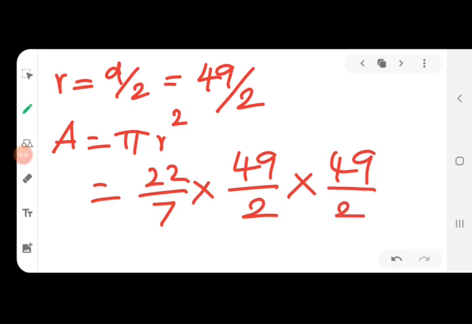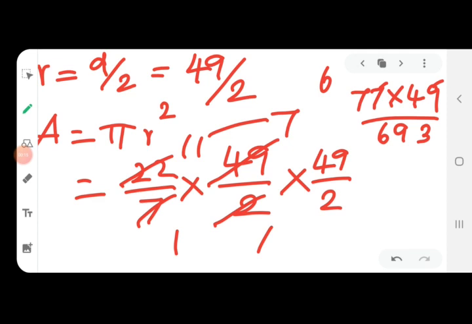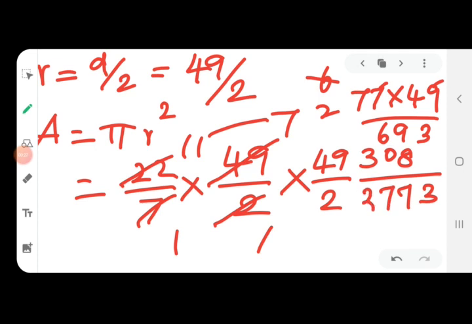Okay. Now we have to simplify this. 1 2s are 2, 11 2s are 22. Now 1 7s are 7, 7 7s are 49. Next we have to multiply 11 into 7 into 49, 77 into 49. 9 7s are 63, 3 remaining 6. Again 9 7s are 63 plus 3 plus 6, 69. Next 7 4s are 28, remaining 2. 28 plus 2, 30, so it will be 3. 9 plus 8, 17. Remaining 1, 7, 3.